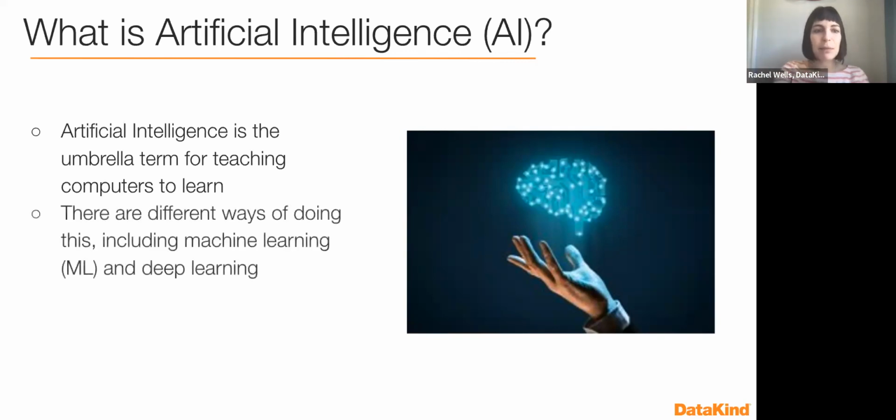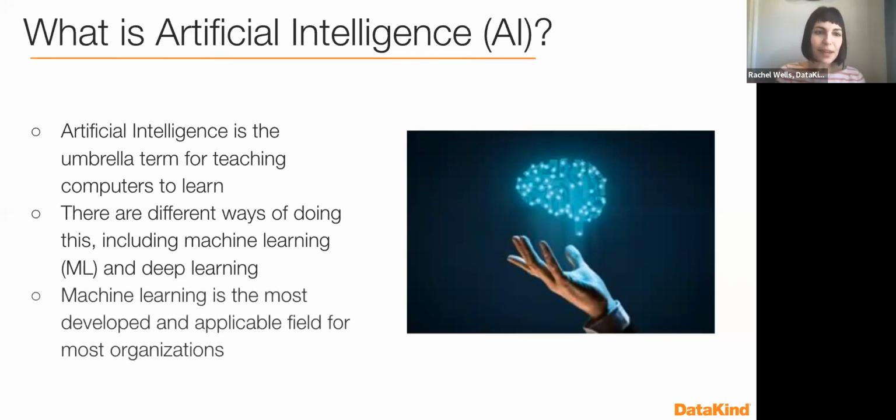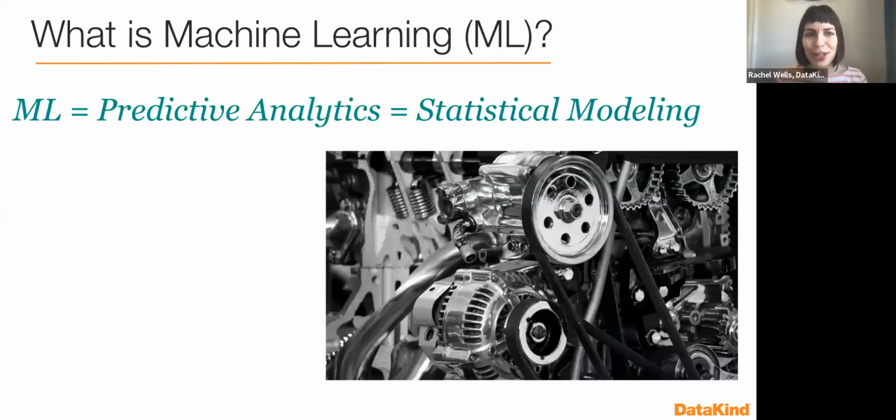So some simple examples. And there's tons of different ways to do this, but some of the ones we'll focus on today include machine learning, which is ML, and deep learning. And machine learning is really the most developed and the most applicable field of artificial intelligence for most organizations. So with that, what's machine learning?